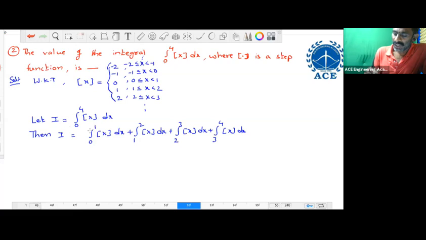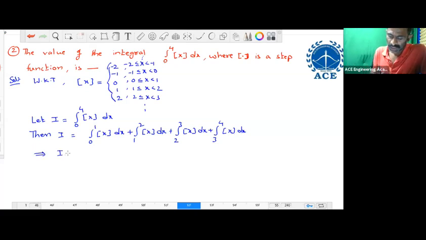Like this, we break the interval and then we write the integral as a sum of many integrals, because this step function changes at every integer only. So for 0 to 1, we write this function. 1 to 2, we can write this function. 2 to 3, we can write this function. 3 to 4, we can write this function. And then we can evaluate.